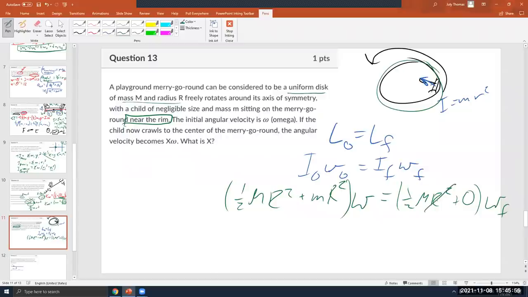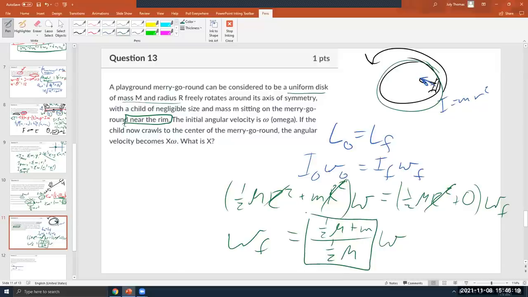That's going to give us, let's see, we can cancel out our R². We'll have omega final is equal to 1/2 times big M plus little m over 1/2 times big M, times that constant omega. And then I believe they simplified it a little bit. I think they canceled 1/2 times big M out in the top and bottom, maybe. There were a few different answers. All the answers were in terms of big M and little m, so you might need to do a little bit of simplification on the actual exam.